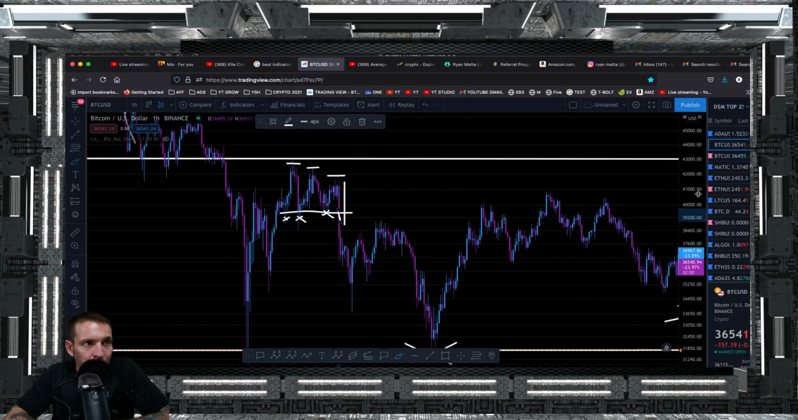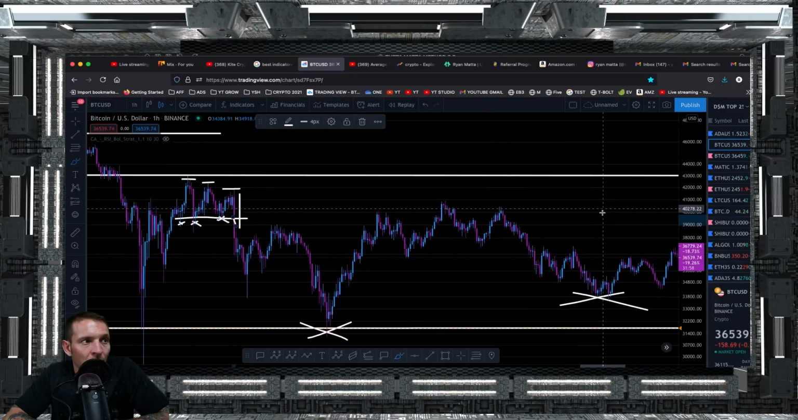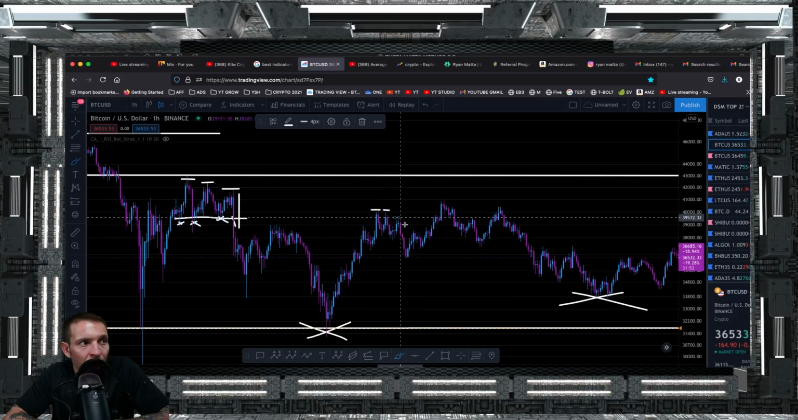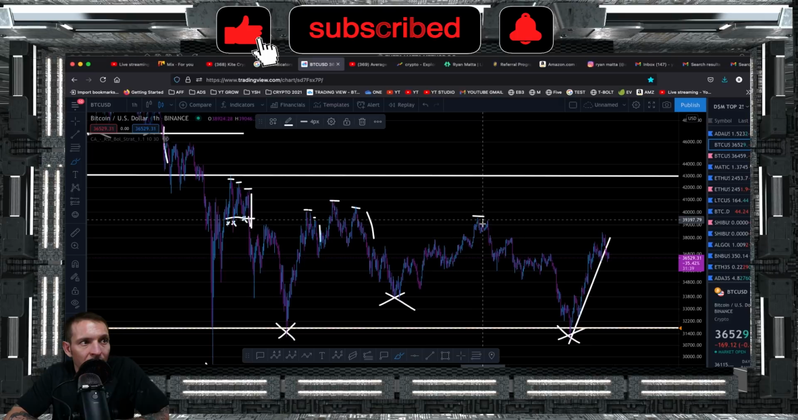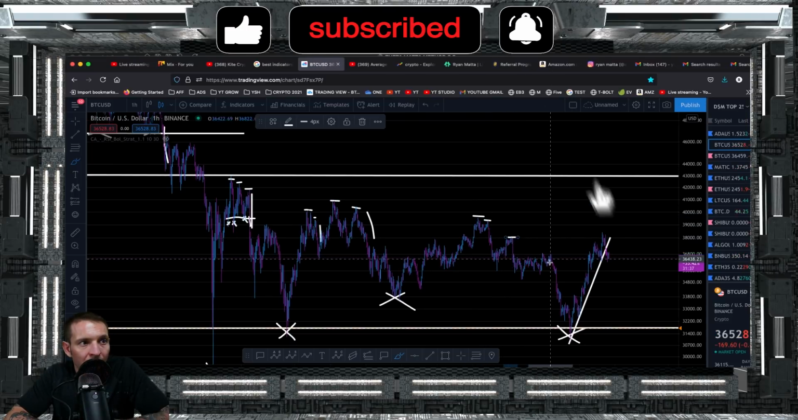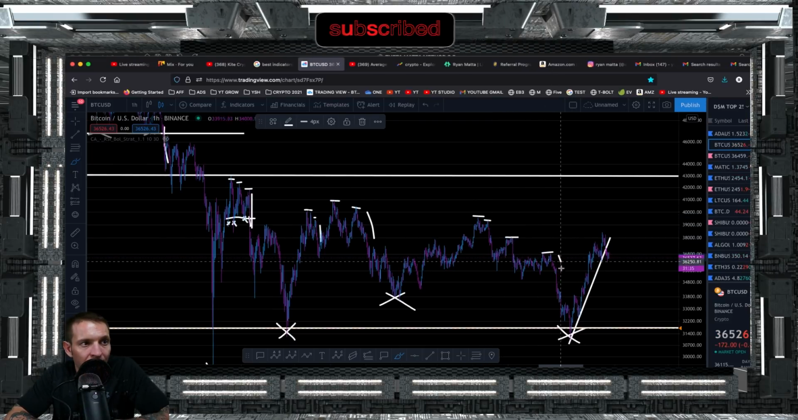Over here you can see lower high, lower high, lower high, dump, push to the upside. We see lower high, dump, and we've seen it right here. Lower high, lower high, lower high, lower high, dump.